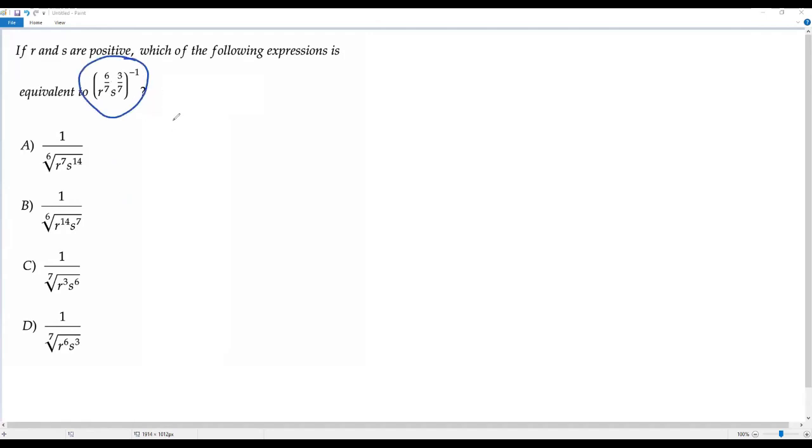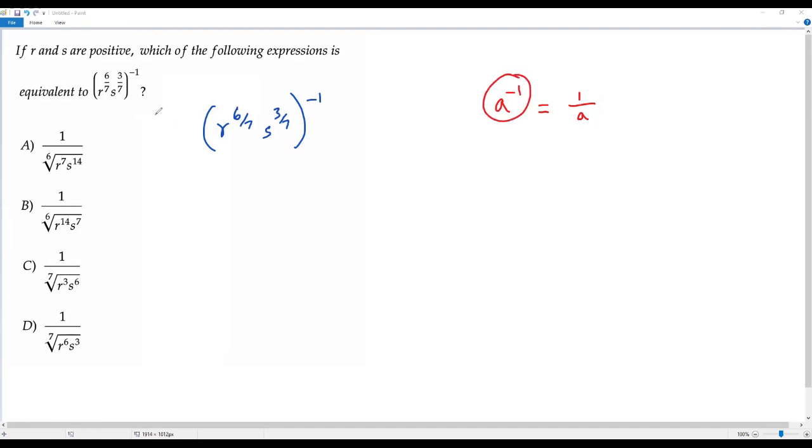Okay, now let me take the given expression as it is, that is (r^(6/7) times s^(3/7)) to the power of -1. Let me consider a power with the exponent -1, that is a to the power of -1. Whenever the exponent is -1, we need to write 1 in the numerator, and in the denominator we write the base a. So 1 over a is equal to a to the negative first power.